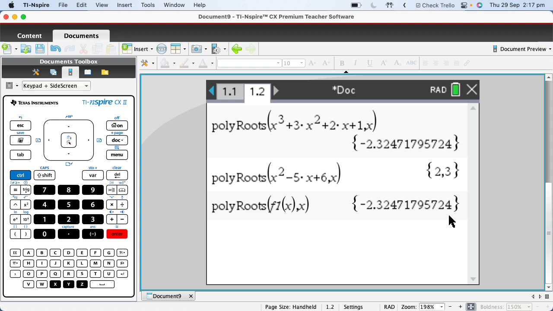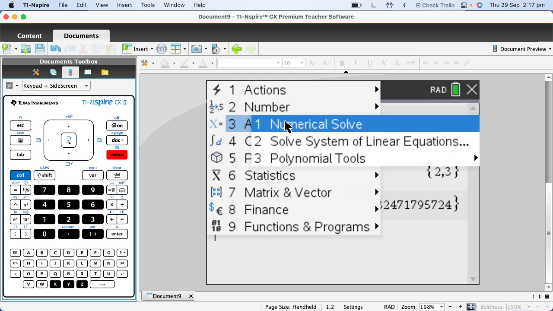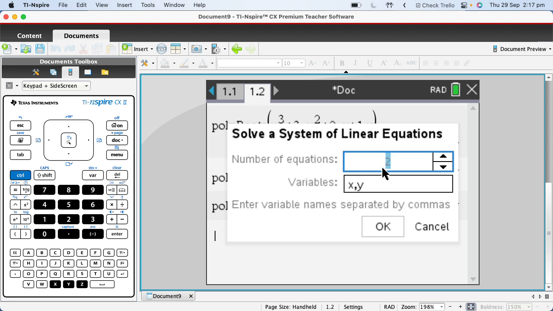Yeah, and one last thing I will do is show you systems of linear equations. Now, the thing is, what I'm about to show you, I still feel like graphing them and finding the point of intersection would be easier. But just proof of purchase here. Menu, algebra, solve system of linear equations. I want to solve 2 equations. That's all we ever need to bother about in Maths SL.